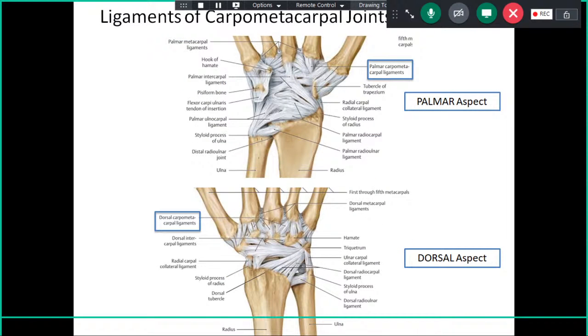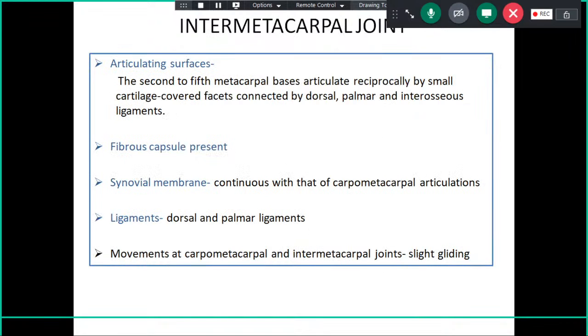Again the similar image, but what we have here is the palmar carpometacarpal ligaments on the palmar aspect, and the dorsal carpometacarpal ligaments on the dorsal aspect. For the intermetacarpal joints, the articular surfaces are the second to fifth metacarpal bases, which articulate reciprocally by small cartilage covered facets, and these articular surfaces are connected by dorsal metacarpal, palmar metacarpal and interosseous ligaments.